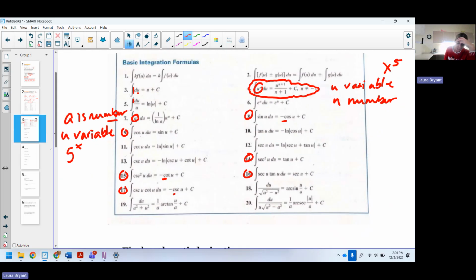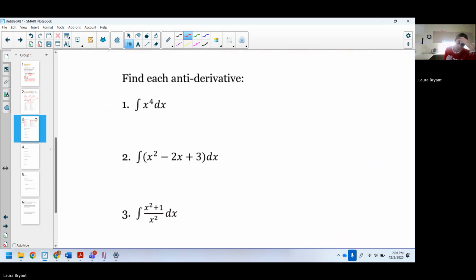Oops. Okay, let's try some rules out. Okay, so number 1, this is a power rule. The equation I'm looking at is here. I'm going to add 1 to the power, divide by the new power, plus c. Once I've done the integral, I drop this integral sign and dx. It's almost like parentheses around your problem. You just drop that off because I've done that operation.